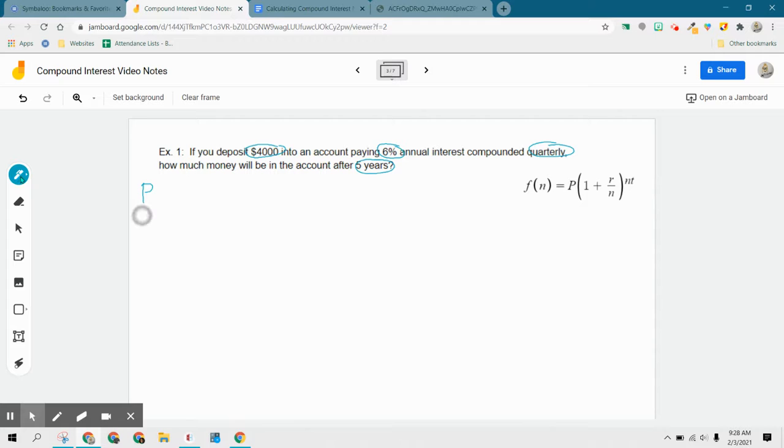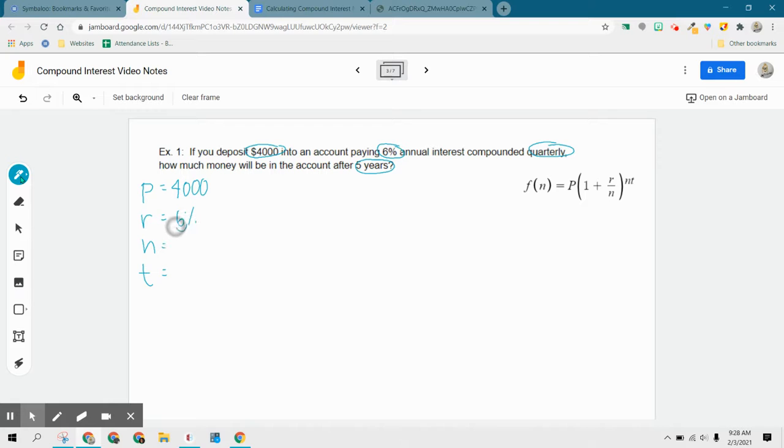We have a P variable, an R variable, an N variable, and a T variable. Those are all the little pieces we need. Okay. P stands for principal. That's our initial investment. And our initial investment here is $4,000. R is our rate. We know we write that rate as a decimal. This is 6%. Remember to turn it into a decimal.